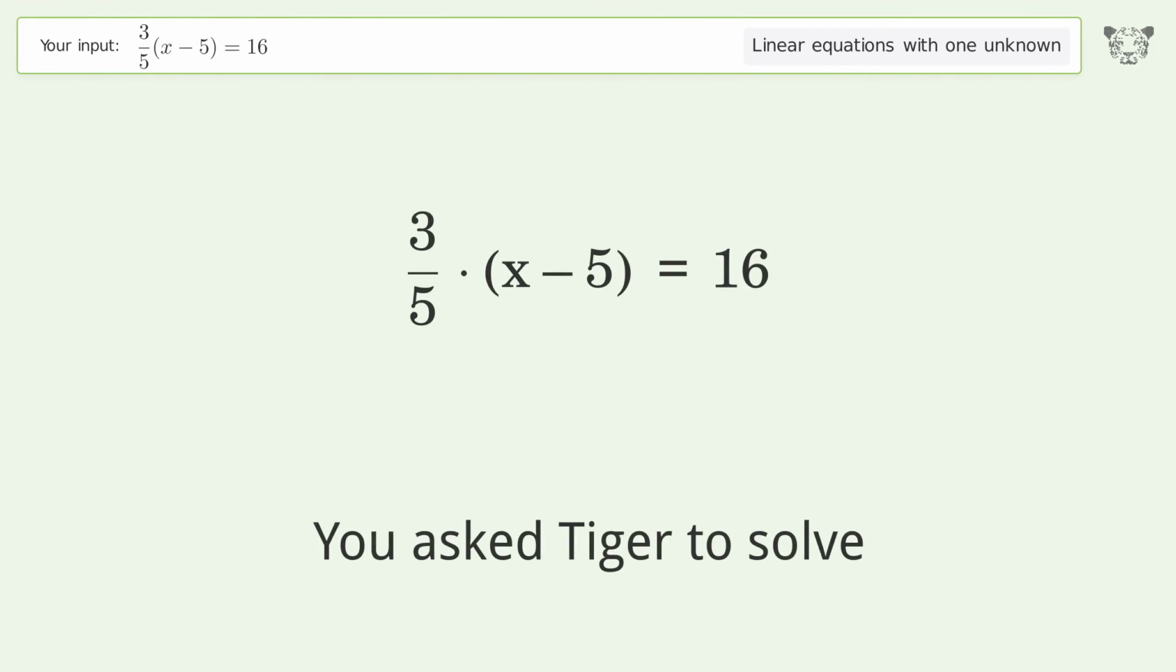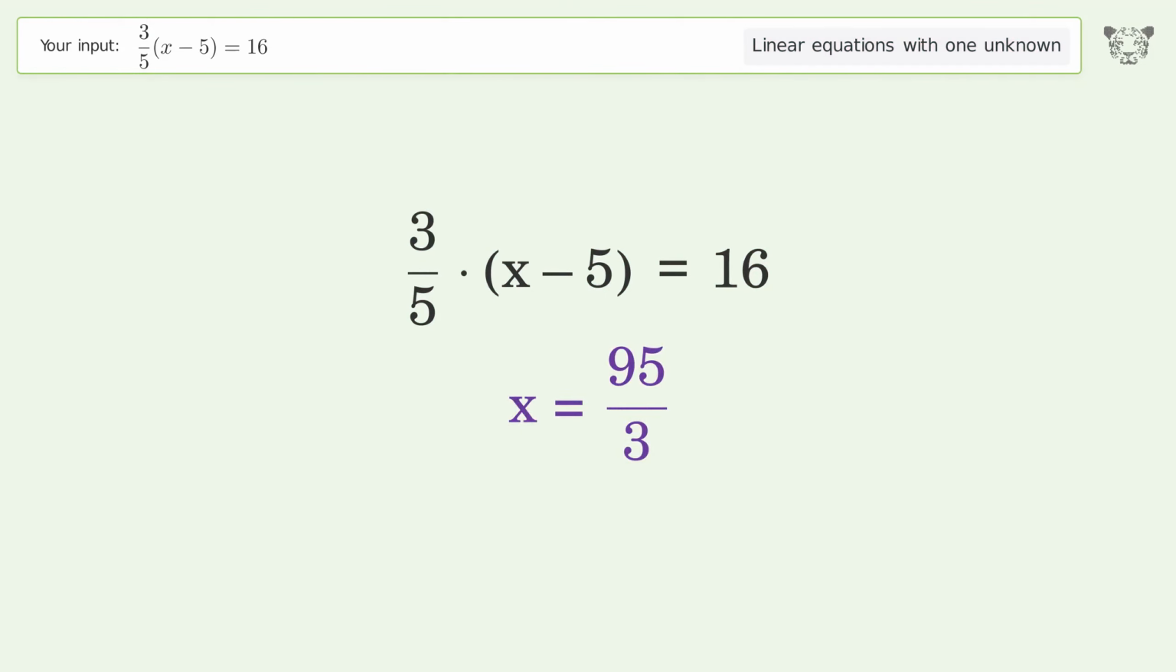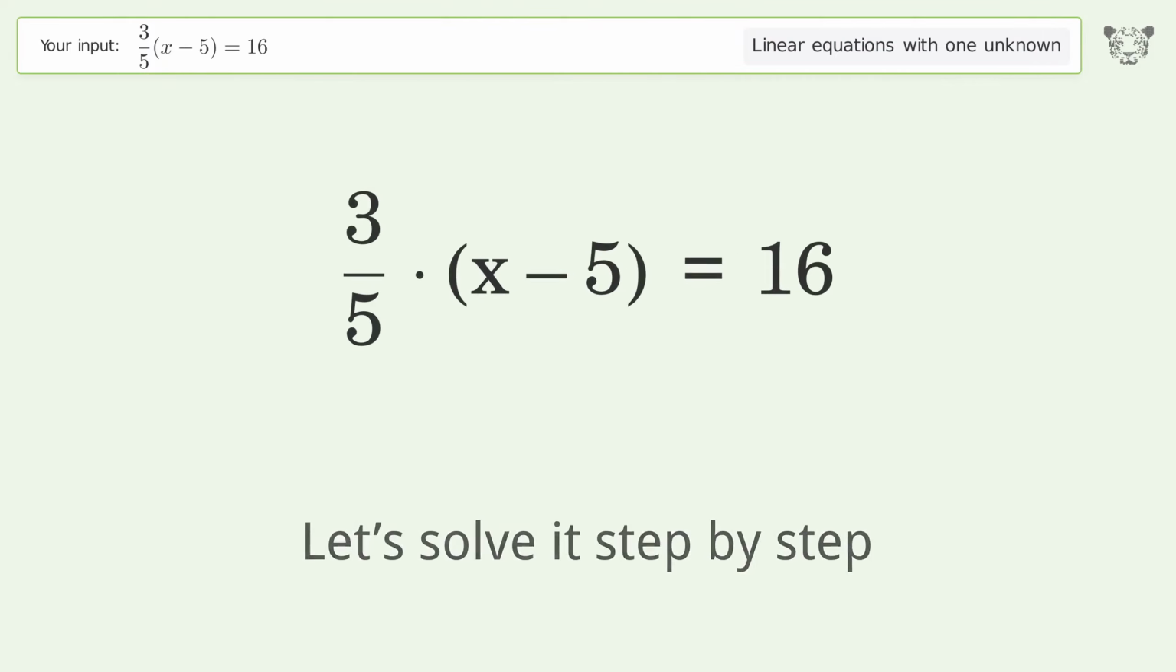You ask Tiger to solve. This deals with linear equations with one unknown. The final result is x equals 95/3. Let's solve it step by step.